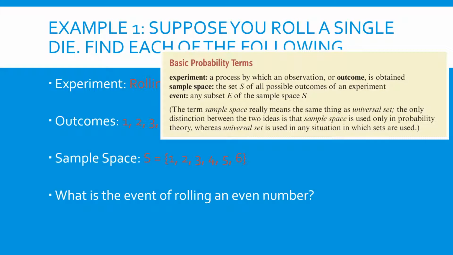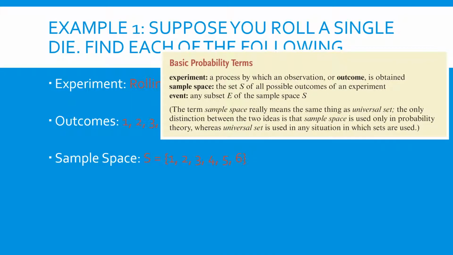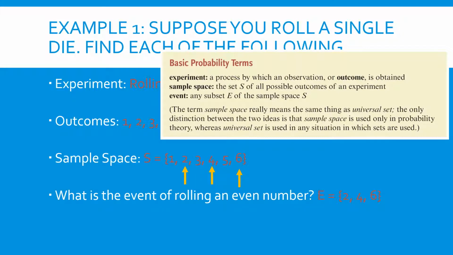And then last we have what is the event of rolling an even number. So once again, an event is just a subset of the sample space S. So you're looking within the sample space S, looking for all the even numbers. So that's 2, 4, and 6. So the event of rolling an even number, I'm calling it E for evens. E is 2, 4, and 6.